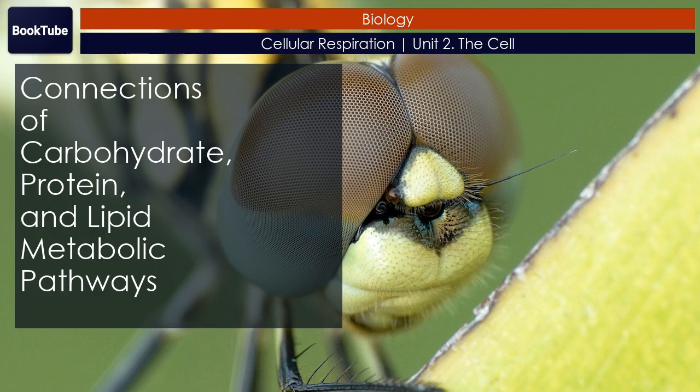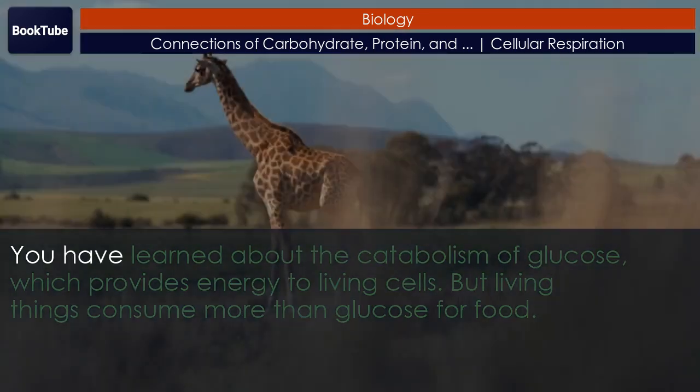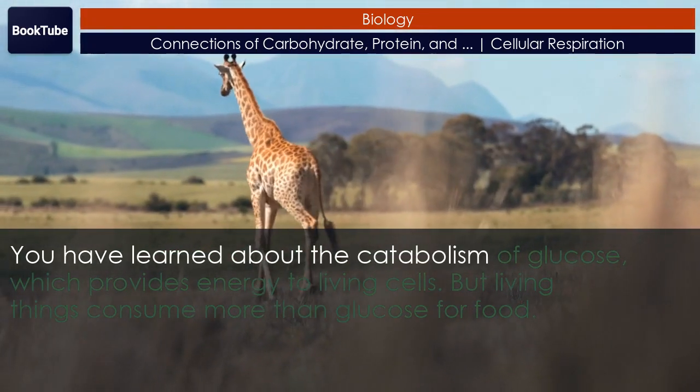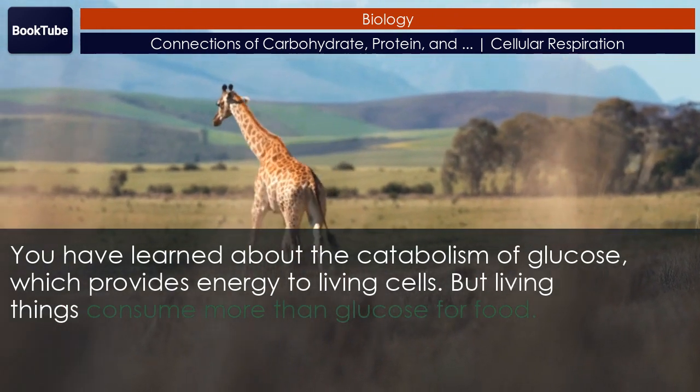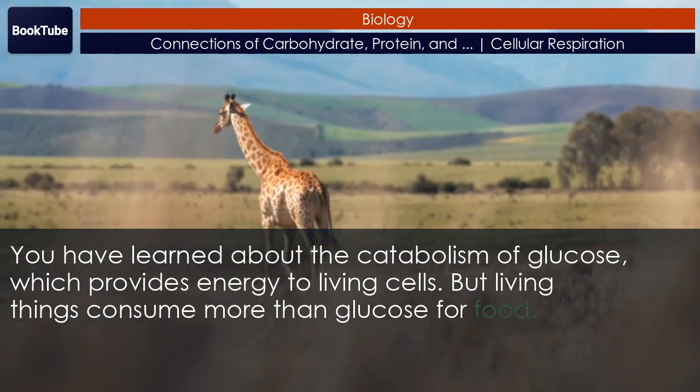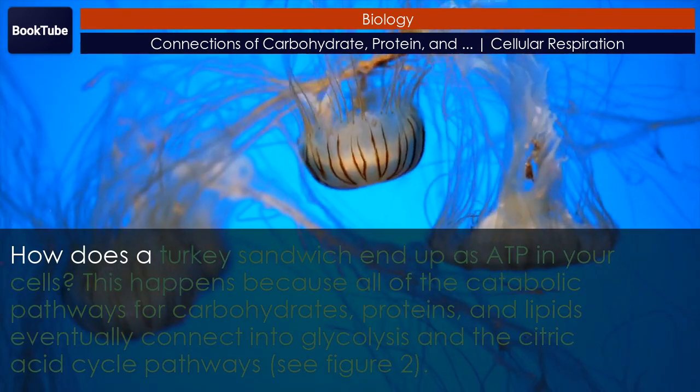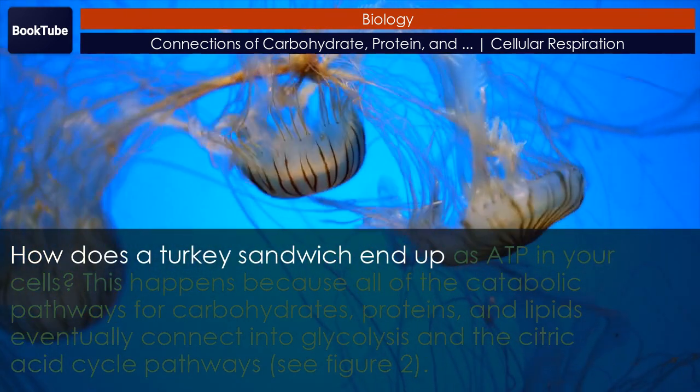Connections of Carbohydrate, Protein, and Lipid Metabolic Pathways. You have learned about the catabolism of glucose, which provides energy to living cells. But living things consume more than glucose for food. How does a turkey sandwich end up as ATP in your cells?